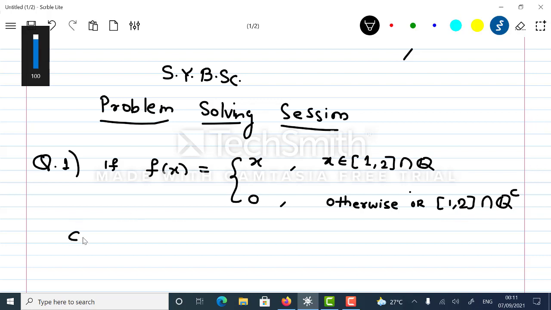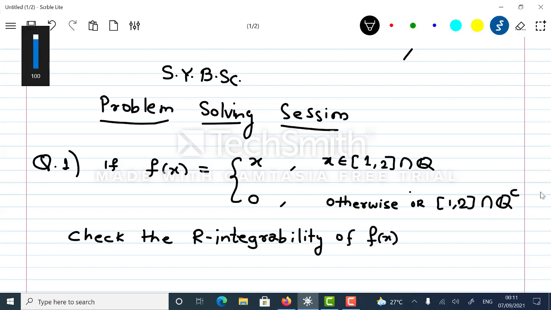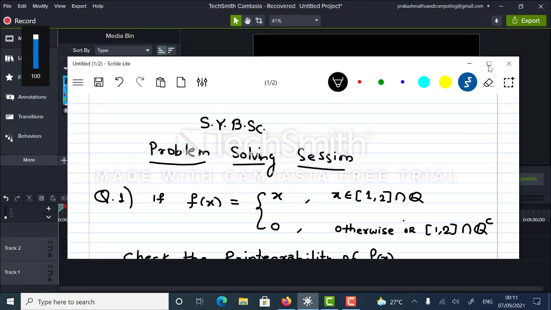So the question is, check the R integrability of f of x. We have to check whether f is R integrable or not. The way to check this is to find out UF and LF. If UF and LF both turn out to be equal, it is R integrable. If they are not equal, then f is not R integrable. So let me calculate UF and LF.